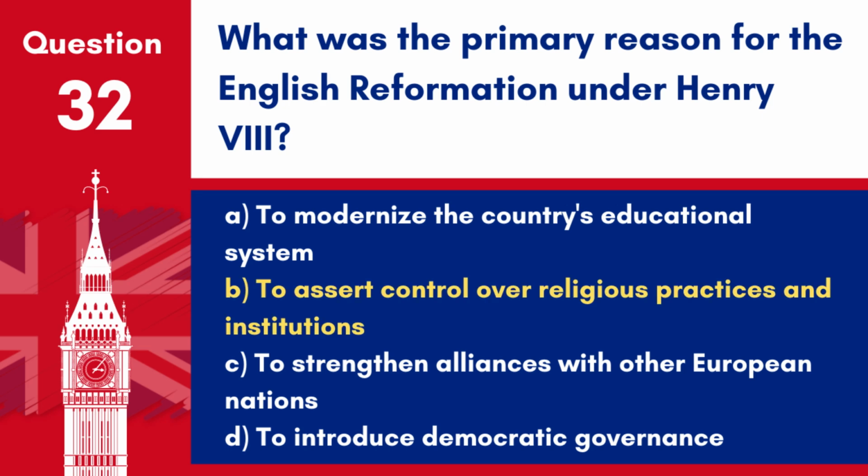Answer: B. To assert control over religious practices and institutions. The primary reason for the English Reformation was Henry VIII's desire to divorce his first wife and his subsequent break with the Catholic Church, leading to the establishment of the Church of England.